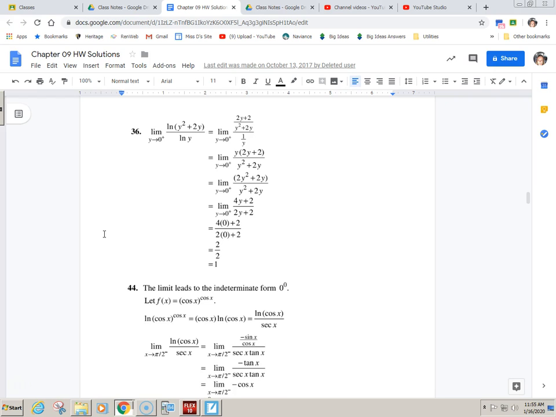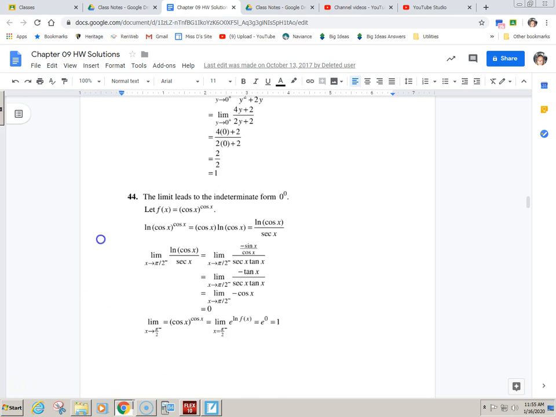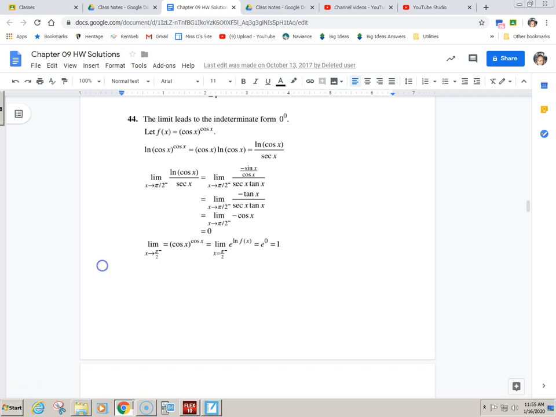Number 36 is 1. Which is also interesting, because staring at that, I'm not so sure I would have figured that out without doing the math, as far as just eyeballing it.